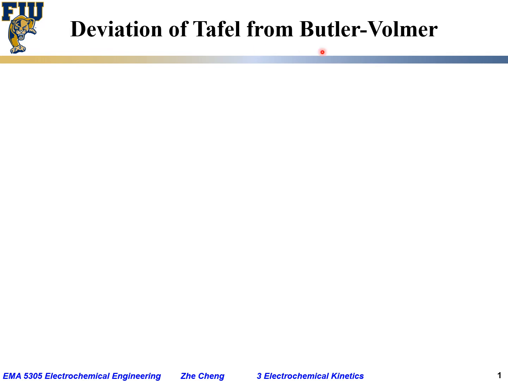So we talked about the Butler-Volmer equation, and we said the Tafel equation is a simplification of the Butler-Volmer equation when there is a large positive overpotential or a very large negative overpotential. Okay, so let's check the deviation of the Tafel result from the Butler-Volmer equation, still assuming no transport limitation. The concentrations of different species are all the same in the system.